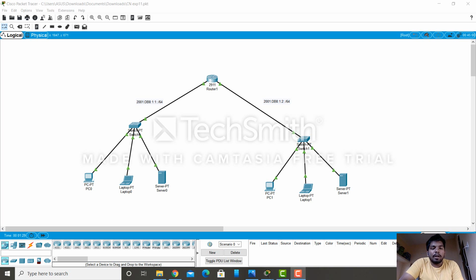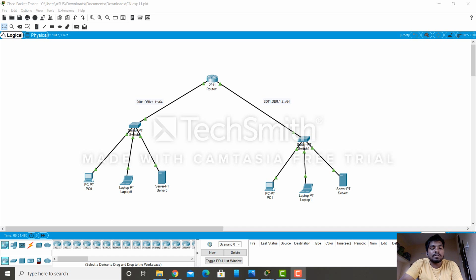This is Rakesh Chaudhary. Now I am explaining about experiment 11 in computer networks lab. The experiment title is IPv6 stateless address auto configuration.